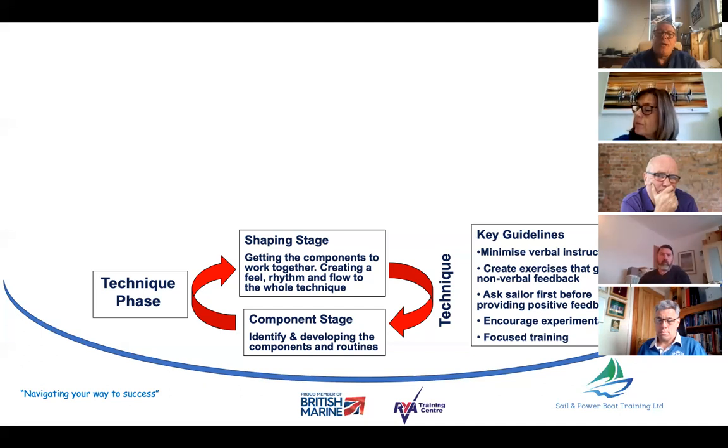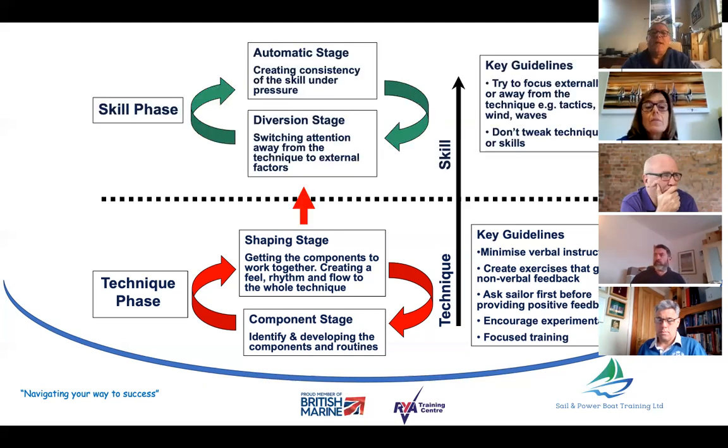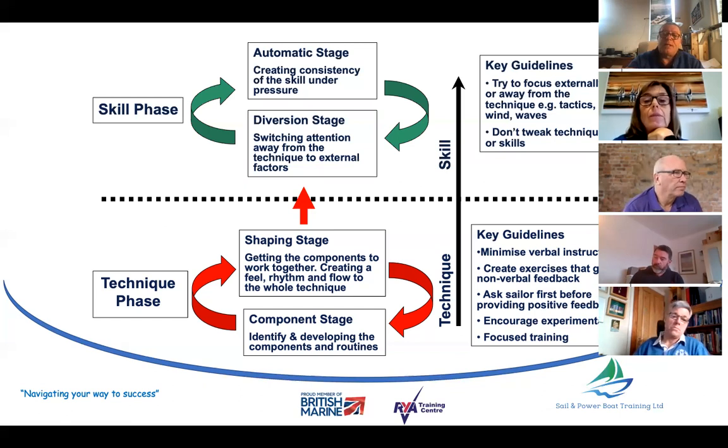So when you move into the skill phase, you're moving away from the technique, the divergent stage, and bringing other external factors in. As I said, about getting somebody to tack when there's another boat coming, or you're getting them to bring a boat alongside where it's a smaller gap. And the automatic stage is when they can just do it easily.